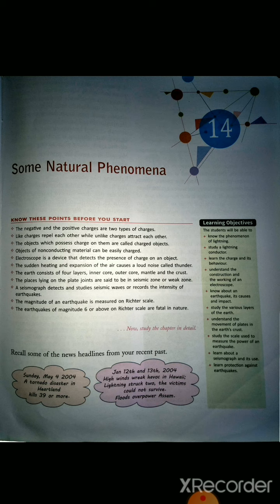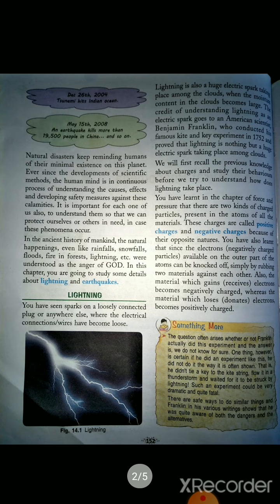Natural disasters keep reminding humans of their minimal existence on this planet. Ever since the development of scientific methods, the human mind is in a continuous process of understanding the causes, their effects, and developing safety measures against these calamities. So it is very important for each one of us to understand them so that we can protect ourselves or others in need in case these phenomena occur. In ancient times, natural happenings like rainfall, snowfall, flood, fire, lightning, etc., were understood as the anger of God. In this chapter, we are going to study in some detail lightning and earthquake.